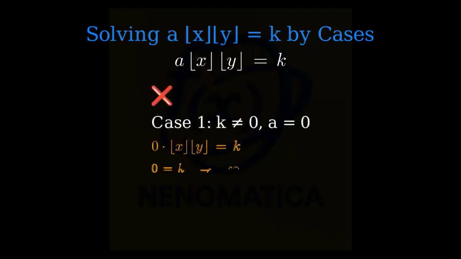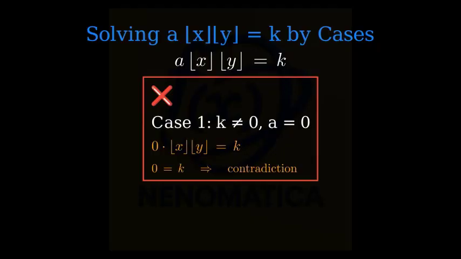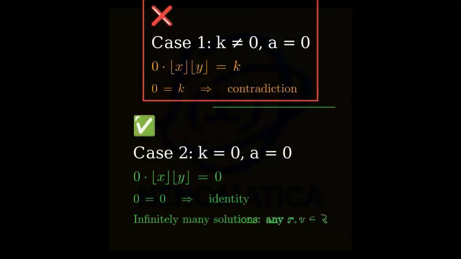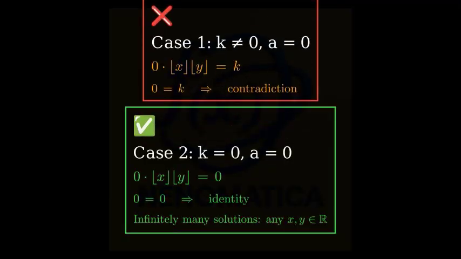Case 1. If k is not equal to 0 and a equals 0, then the left side is always 0, but the right side is non-zero. That is a contradiction, so there is no solution. Case 2. If k equals 0 and a equals 0, then the left side is 0 for all x and y. That makes 0 equals 0, an identity. So there are infinitely many solutions. Any real x and any real y work.